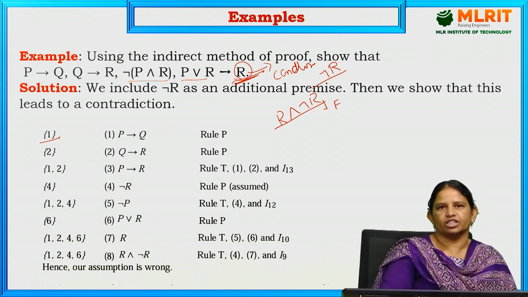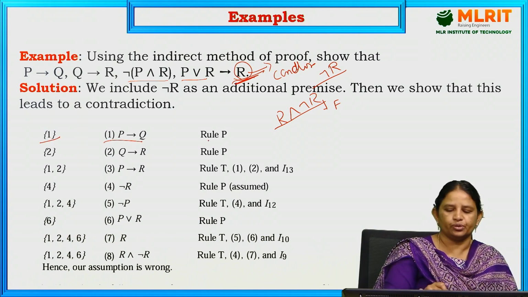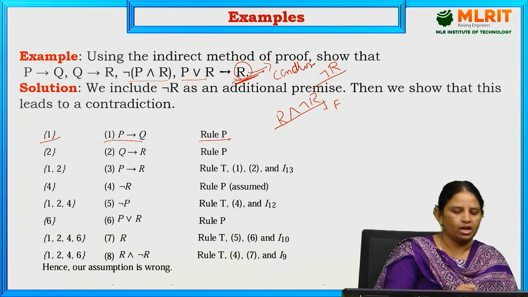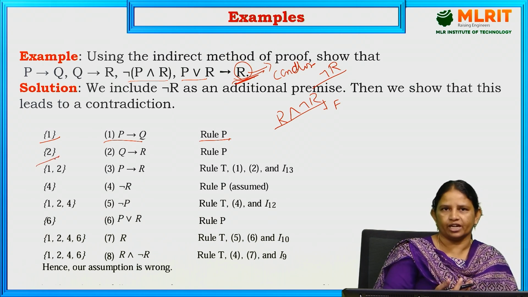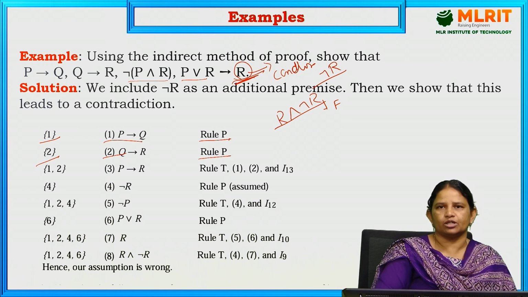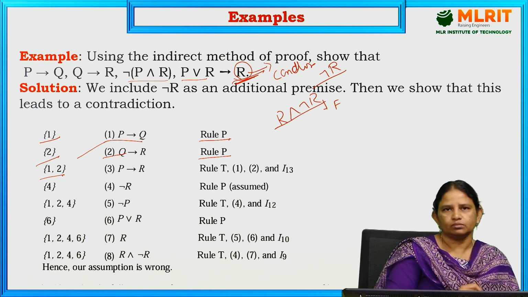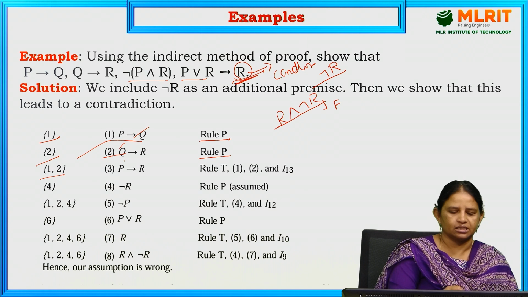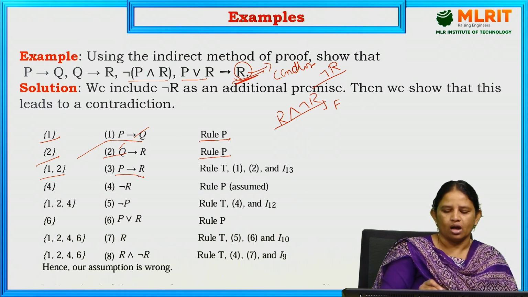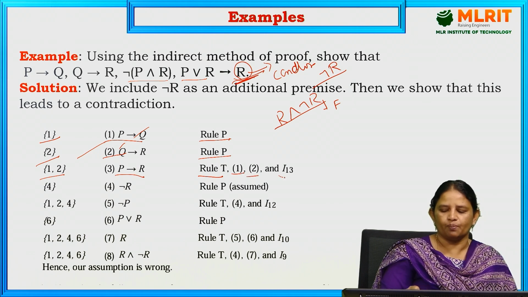Consider the implication number 1, step number 1, P tends to Q. It exists, we can call it rule P. Again, take the next new premise, step number 2, Q tends to R. That also exists in the set of premises, we can call it rule P. Next, from 1 and 2, P tends to Q, Q tends to R is present, Q gets cancelled, P tends to R is derived. So, it is called rule T. Then apply implication number 13, P tends to R is derived.